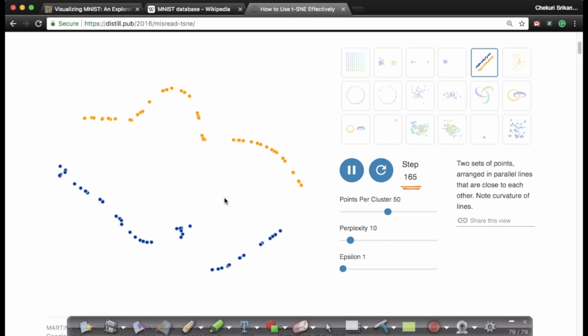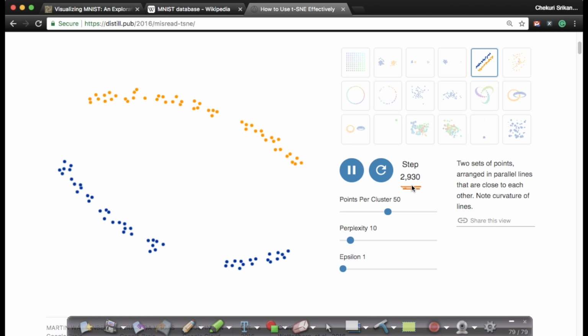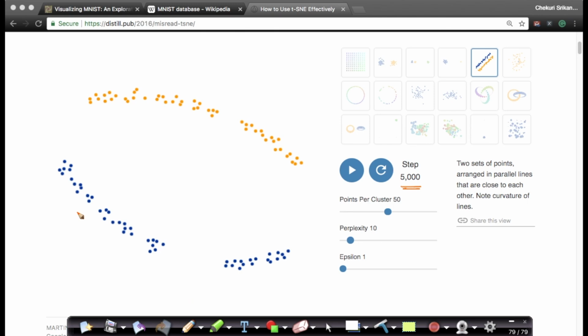Okay, let's see that. It's trying to move towards the best shape, which is actually two parallel lines. We have reached about 2000 iterations. It's almost stopped moving now. Okay, now it has converged. At the end of 5000 iterations, you almost get a structure like this with some arcing. This is very similar to the actual underlying structure of the data, right?